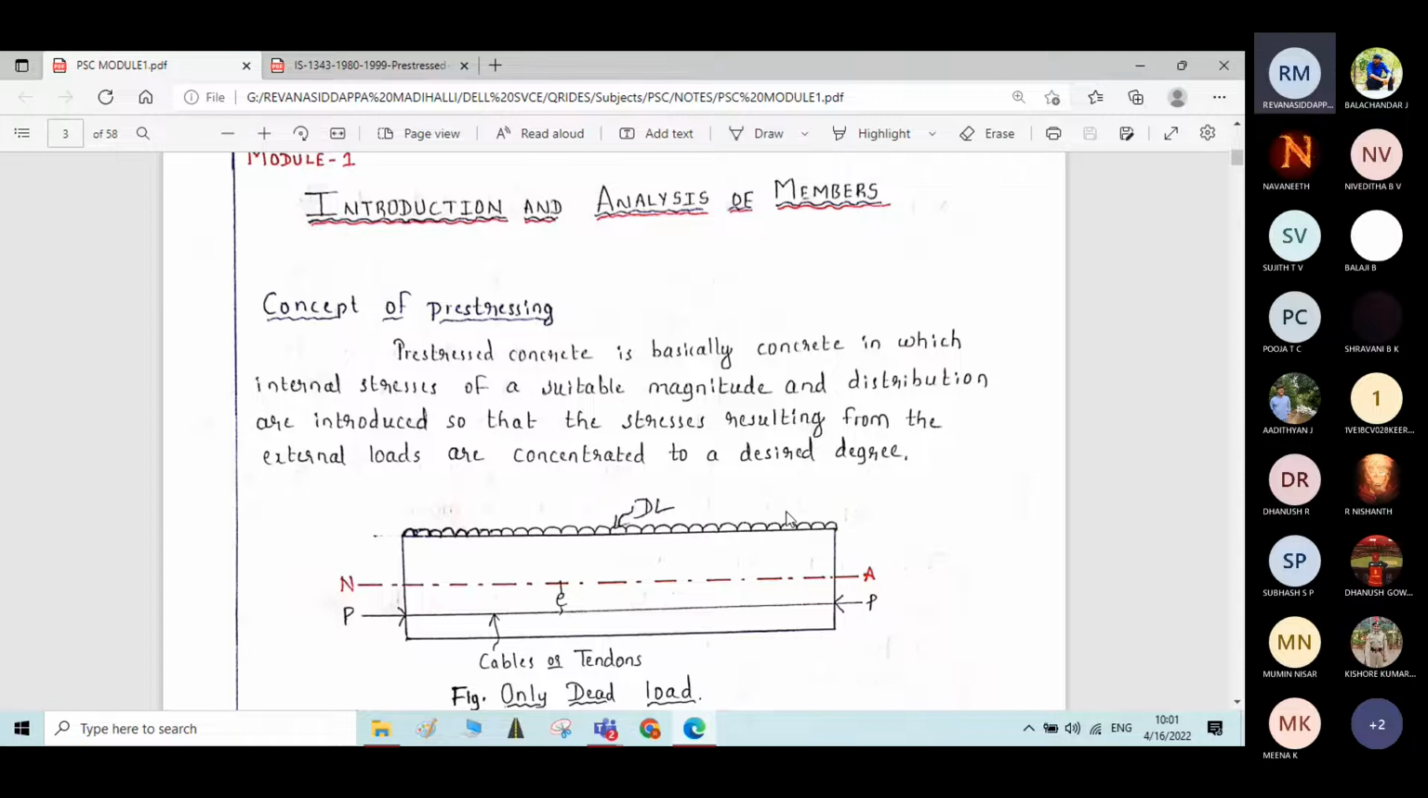So in this subject, as I said, you will be learning all the basics of prestressed concrete, and you will be learning some sample designs of the different components of a building, like column or beam, whatever.